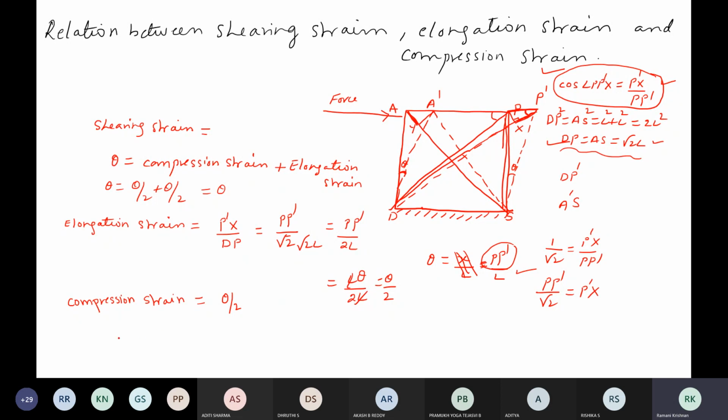The total elongation produced is theta by 2 plus theta by 2, which is equal to theta. This is what I was saying at the beginning. From the diagram itself, we can make out that this shearing strain theta has two effects: it produces elongation, and it produces compression. This topic is for 6 marks. This was the recap of yesterday's topic. I think you're recording also, right?